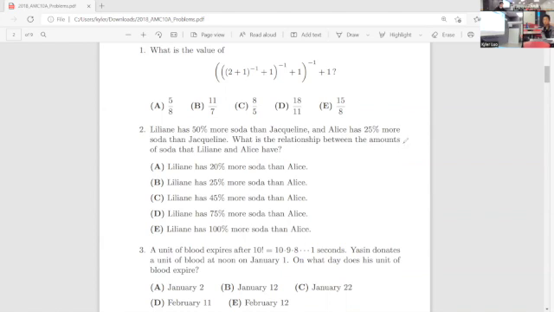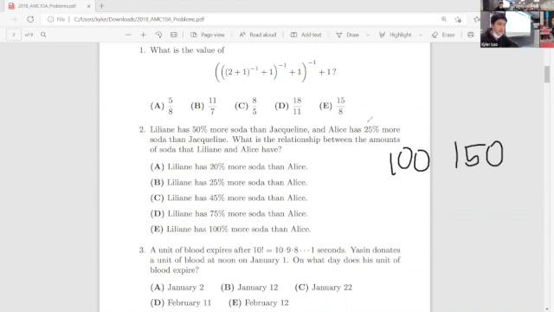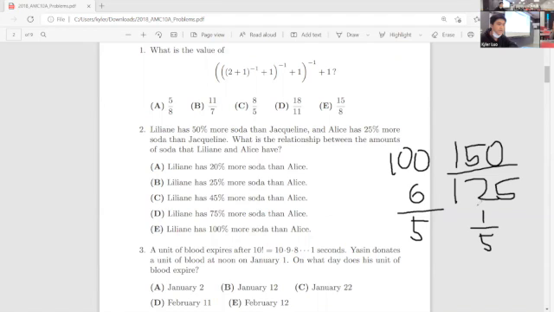So Lillian has 50% more than Jacqueline, right? So we can just put Jacqueline to 100, and then Lillian would have 150, and Alice has 125%, so she has 125. And 150 and 125, you simplify this like a fraction, I guess. You'll get 6 out of 5, which means that Lillian has 1/5 more than Alice, and 1/5 is 20%.